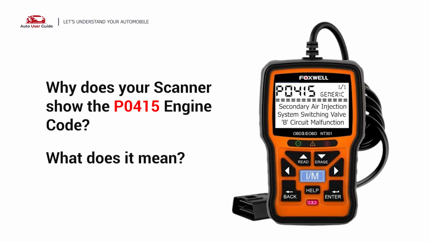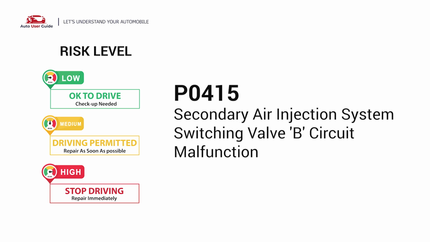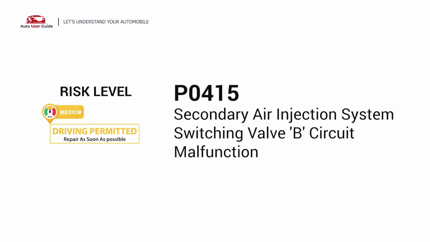Why does your scanner show the P0415 engine code? What does it mean? P0415 is a diagnostic trouble code for secondary air injection system switching valve B circuit malfunction.